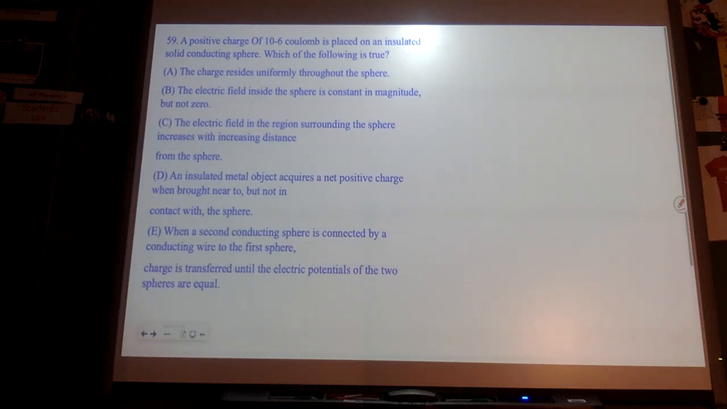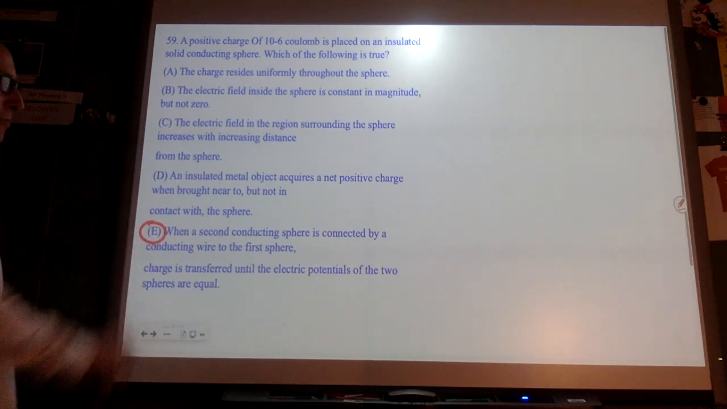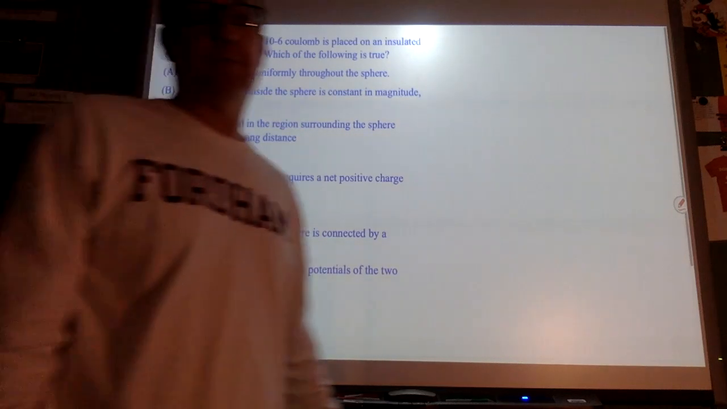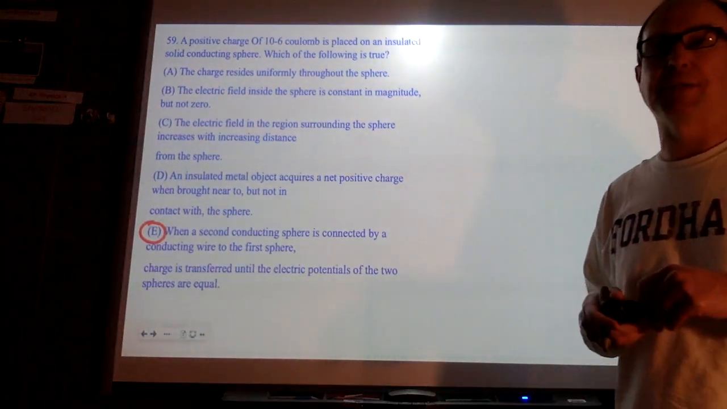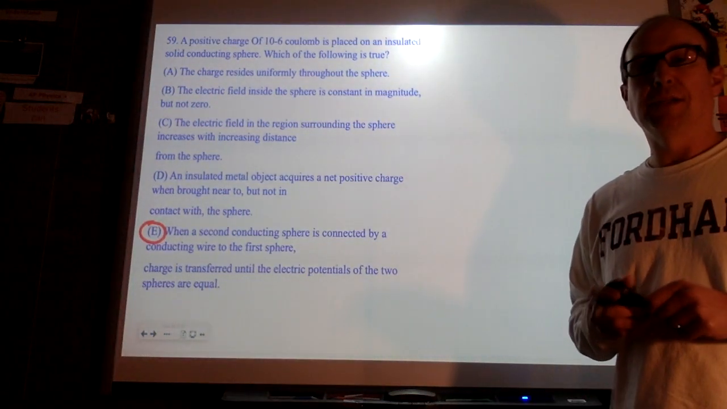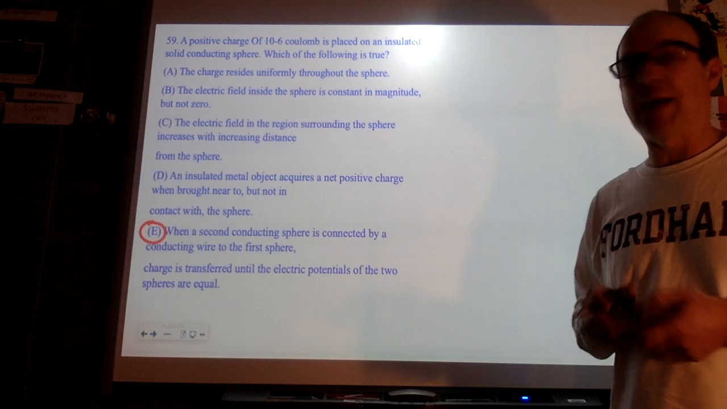A positive charge of 10 to the negative 6 coulombs is placed on an insulated solid conducting sphere. Which of the following is true? We don't know this yet, but the reason charge flows is because of unequal potential. So charge is always going to flow in conductors until the potential is equal. This is going to be the science behind how a battery works.